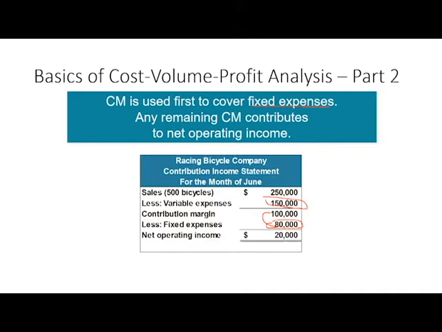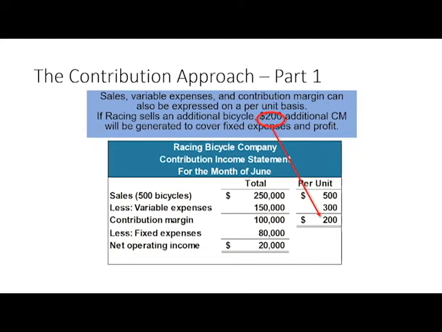You have calculated this before, but maybe we have new terms that we're going to introduce, which are the CM, and the net of CM after deducting the fixed expense is the net operating income. So the sales, variable expense, and CM can also be expressed on a per unit basis. This is in total, and this is the per unit basis. We get a CM of 200 per unit.